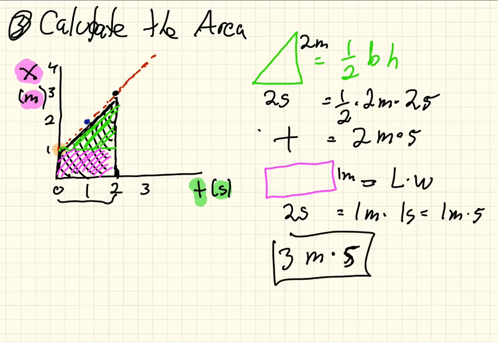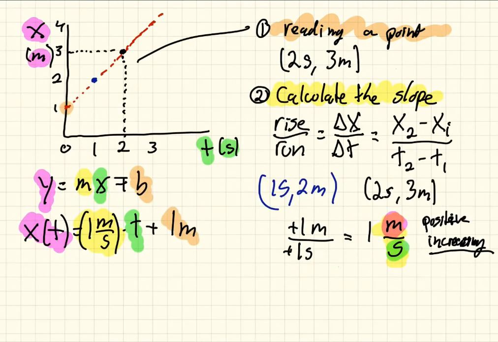Now, for this specific example, the area isn't really communicating something to us. We'll talk more about what it can tell us when we're analyzing kinematic graphs. But notice how now the units of the area are equal to the units of the vertical axis times the units of the horizontal axis. Meanwhile, back in calculating the slope, they were divided. And that's really, really important to us.